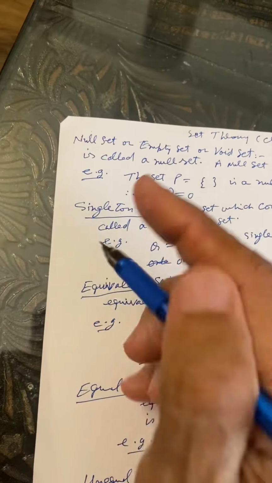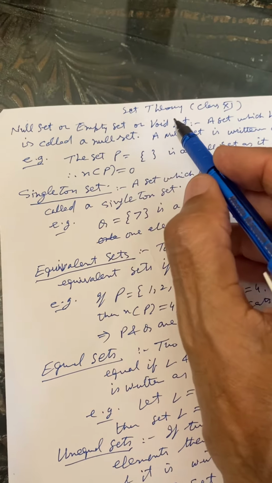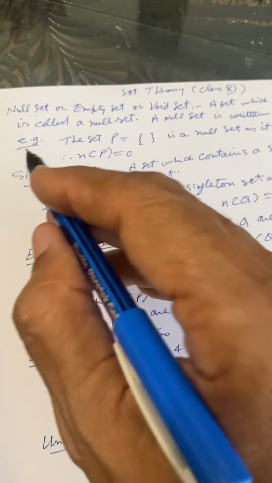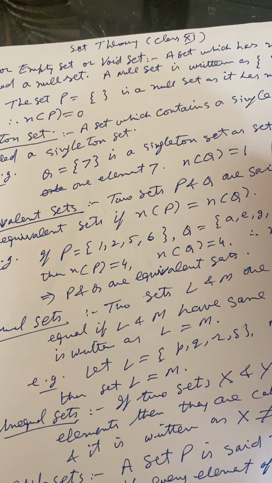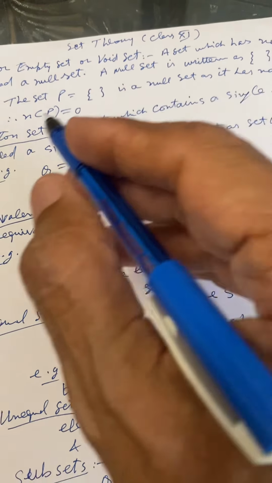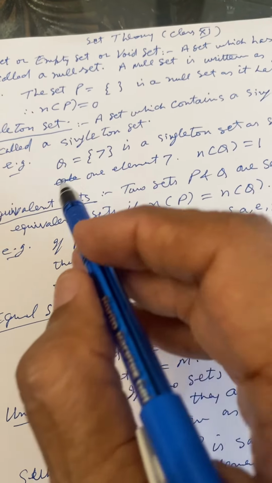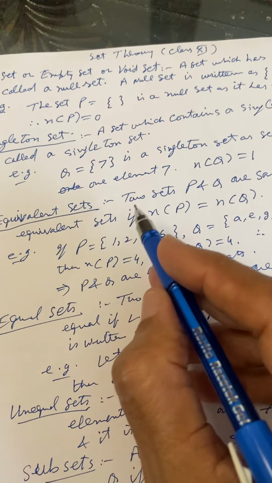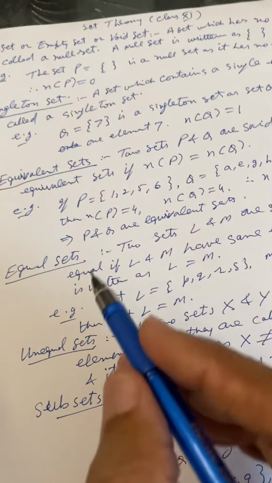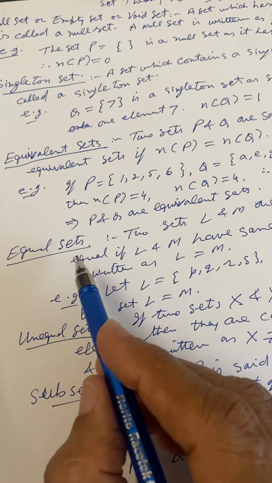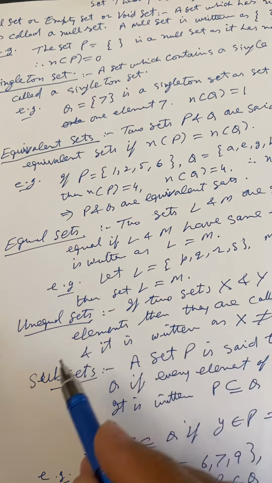Next we take types of sets. First, the null set, which is also called empty set or void set. A set which has no element is called a null set. It is denoted by just two curly brackets with no elements, or phi. Singleton set: a set which contains a single element is called a singleton set. Next, equivalent sets. Two sets are said to be equivalent if they have an equal number of elements. Equal sets. Two sets are said to be equal if they have the same elements.